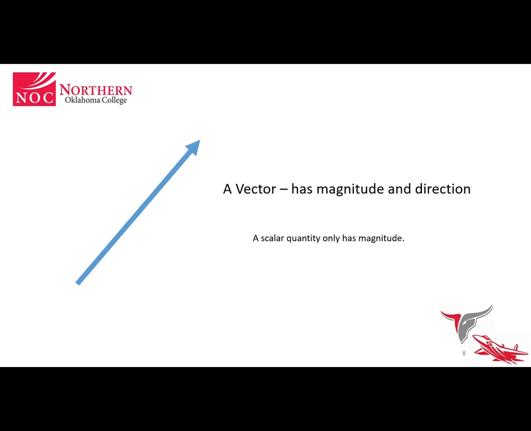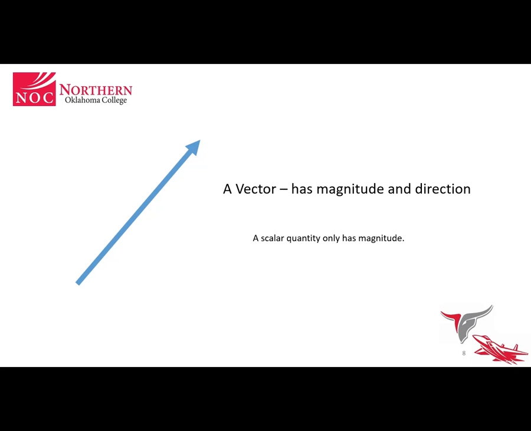So I've been talking about the fact that we have a vector. It is critical that you understand that a vector has magnitude and direction. We talk about scalars and vectors. Vectors have magnitude and direction. The scalar quantity of that vector is only its magnitude.